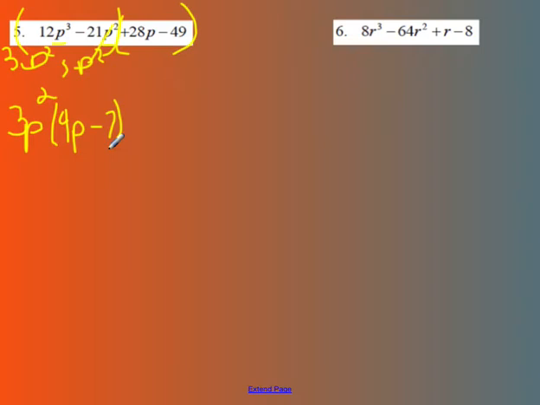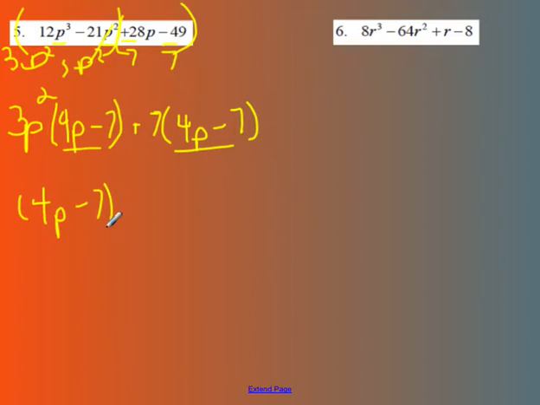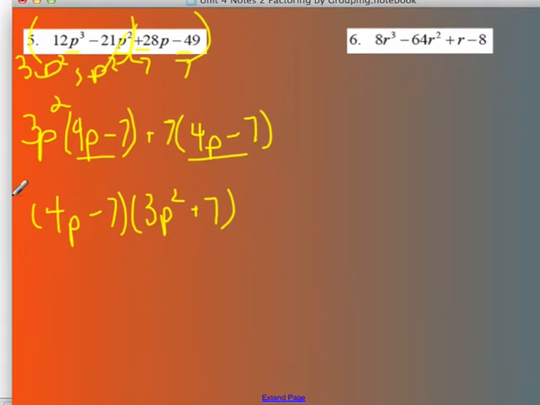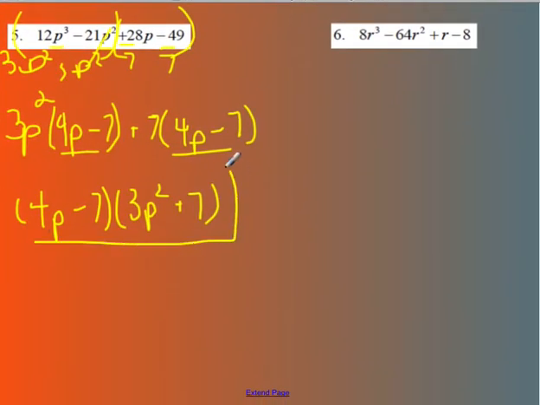Between 28 and 49, I can take out a 7, so I'm going to write that out down there. And then I can't take a p out of each term because there isn't a p in that 49 term. So I'm just dividing by 7. So 28 divided by 7 is 4, and then we have p. Negative 49 divided by 7 is a negative 7. So again, our leftovers are matching, so I can write those out here. So I have 4p minus 7, and then I have 3p squared plus 7. So this right here is my final answer for number 5.